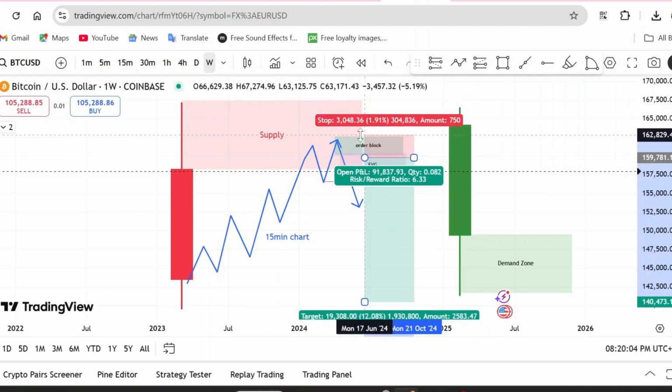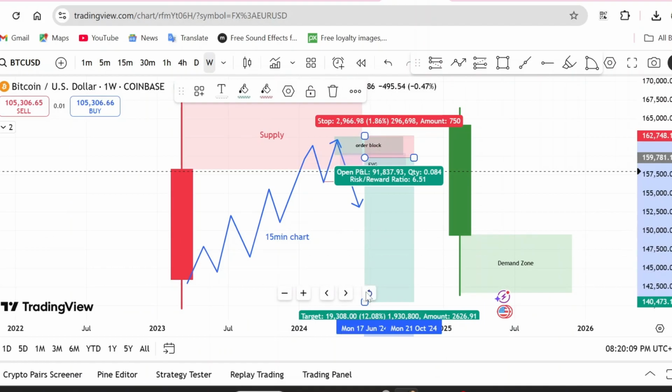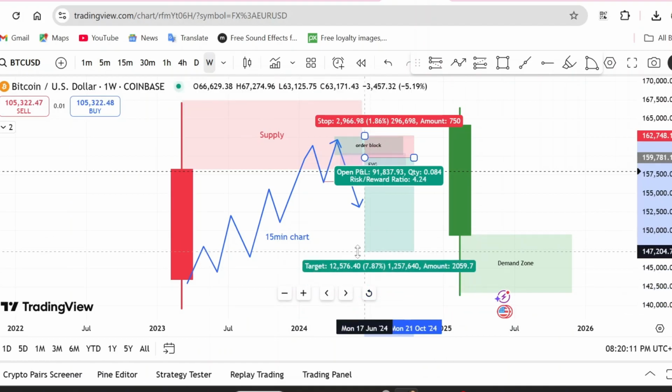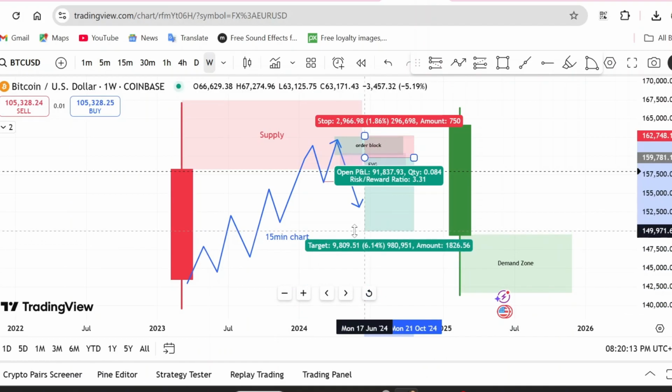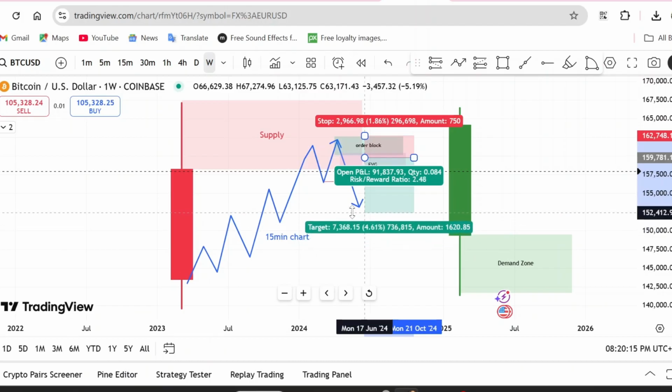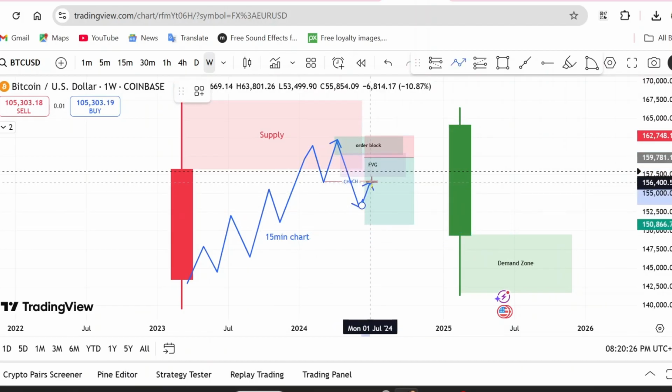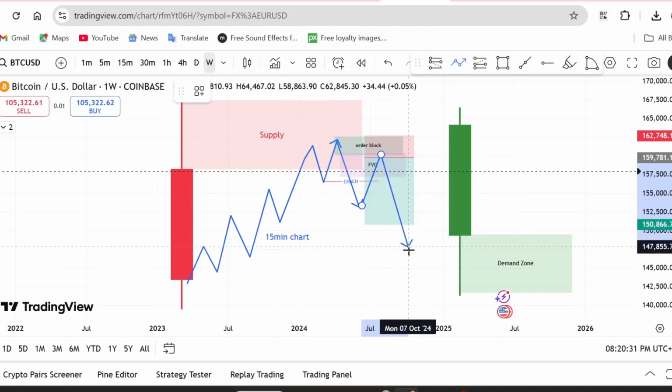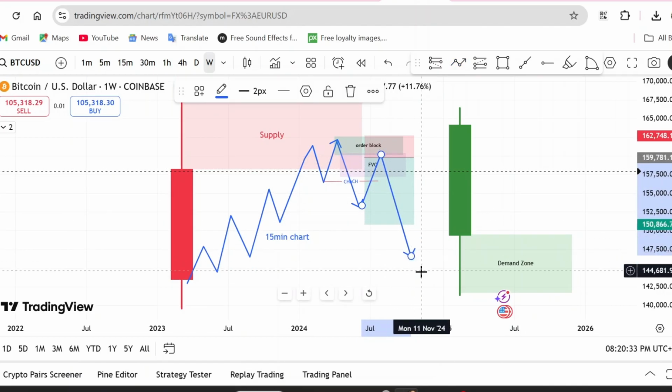Then you place your stop loss just outside the zone and you take your profit at the next structure level. Look for a clean 1:2 or 1:3 risk to reward minimum. But honestly, this strategy gives way more than that if you follow it rightly. Now, let's take a quick look at some examples.